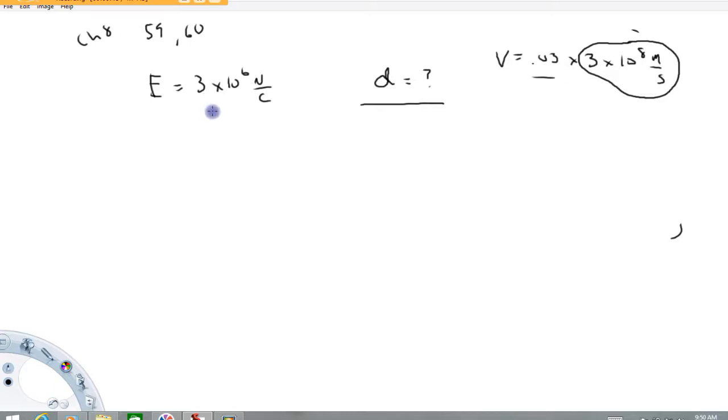Now, this electric field, I'm going to assume it points to the right in this picture. Now, it doesn't matter what direction you put it. I can put it up, down, left, and that doesn't matter at all. I'm just picking a direction and drawing the electric field vector.